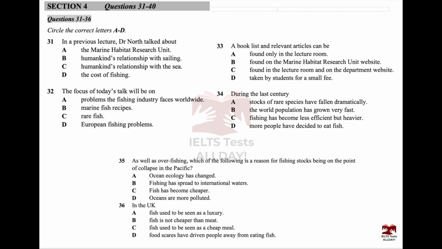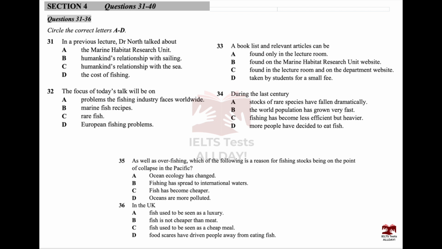As with the last lecture, I've placed a book list, a few relevant articles, and a copy of this lecture on the department website. A statistic to begin with. Since the 1970s, stocks of the most heavily fished species have fallen on average by 90%. And why has this happened? Well, there's a chain of events which begins with the demographic changes that have taken place in the world over the last century. During this time, the world population has grown at a phenomenal rate, with efficient and heavy fishing, which is technology-driven, meeting the increasing demands for food.